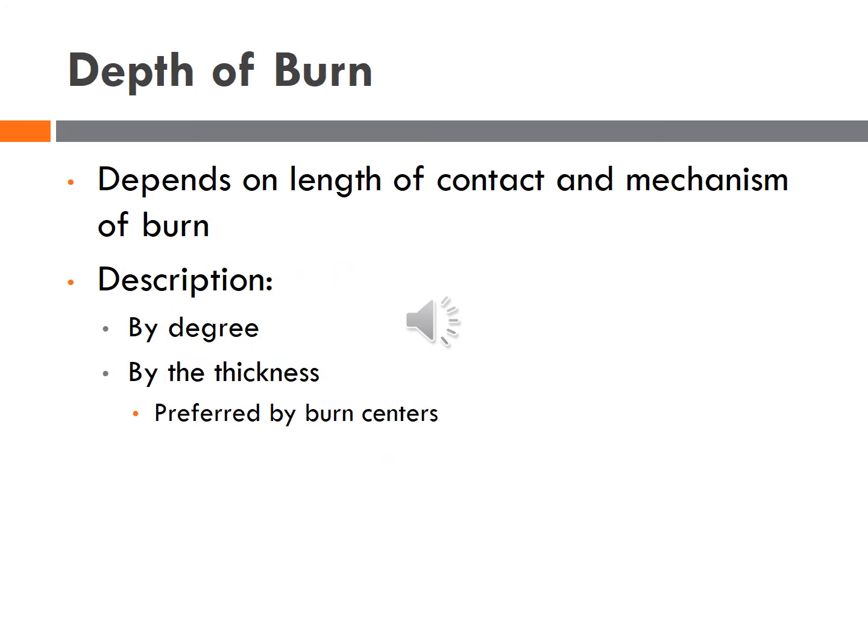The depth of the burn depends on the length of the contact and the mechanism of burn. And it's usually described by the degree, or it could be by the thickness. A thickness description is preferred by burn centers because it talks more specifically about the tissue that's involved. I think first, second, third, fourth degree burns don't really capture the variability that can happen in one burn that has multiple depths to it.